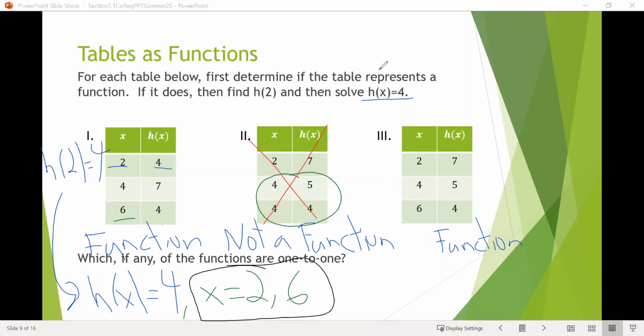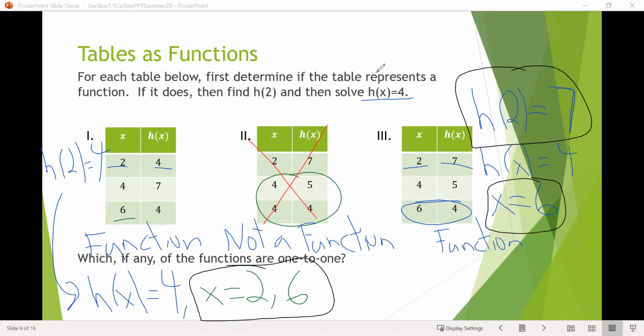All right. Let's do a similar thing for the third one now. So we have h of 2. So looking at what, if we input 2, what do we get as an output? It looks like we get 7 here. And then also solving h of x equals 4. So we're looking for an input that'll give us an output of 4. And it looks like in this case, there's only one possibility. Right here, we only have x equals 6. So that would be our answer there.